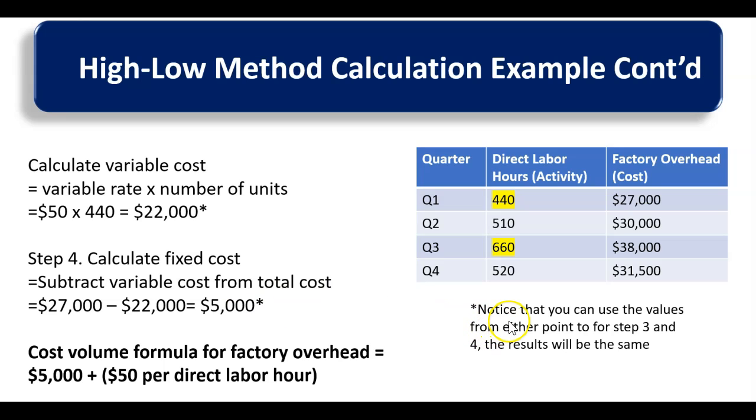And if I had actually gone through and done that with the highest points, I would have gotten the same result for fixed, because remember, fixed doesn't change with volume. So you'll get a different variable amount, but the fixed amount will always come out the same. Just make sure you're consistent with whichever point you pick. Once I determine that my fixed cost is $5,000, I'd write this formula out. This would be my cost volume formula for factory overhead: $5,000 fixed plus $50 per direct labor hour. So this is my variable cost, $50 is my rate multiplied by my direct labor hours.